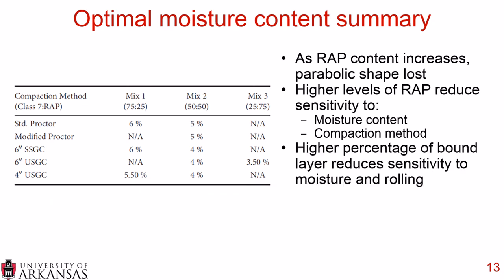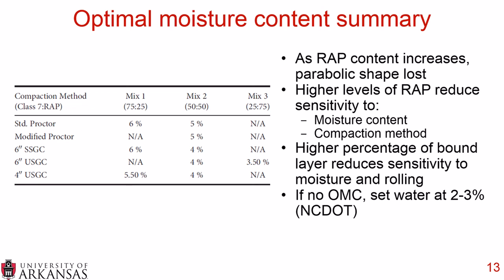And what that translates into the field is a higher percentage of bound material or bound layer that we're treating reduces the sensitivity to both moisture content and the rolling patterns. And you can see here on the left, the squares that have a percentage in them, we felt had very clear optimal moisture contents. However, the ones that did not have clear optimal moisture contents, we simply put not applicable or NA.